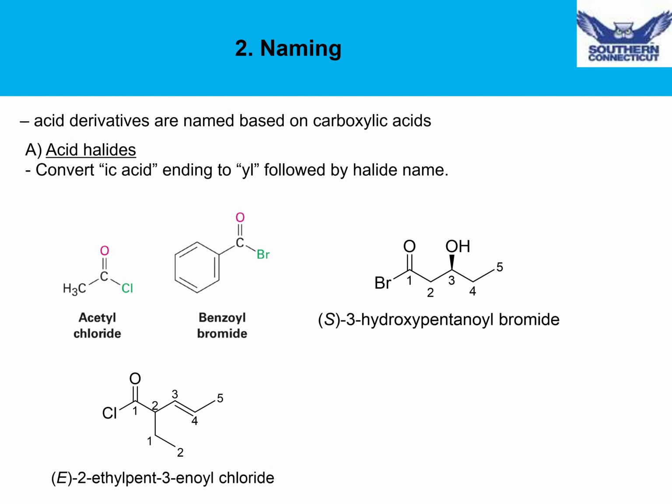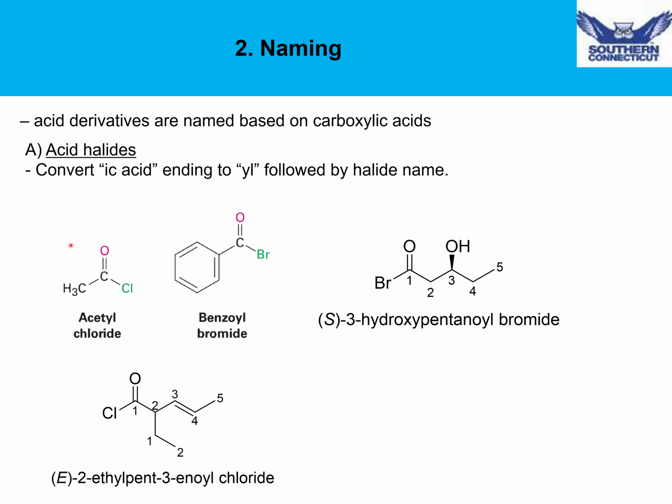Acid chlorides are named based on the carboxylic acid that would be used to make that acid derivative. As an example, to name acid halides, which include acid chlorides and acid bromides, we have to convert the carboxylic acid name. In particular, we change the -ic acid ending to -yl, followed by the halide, chloride or bromide.